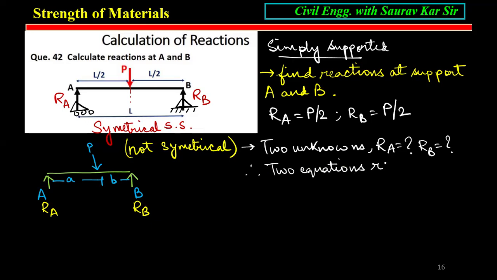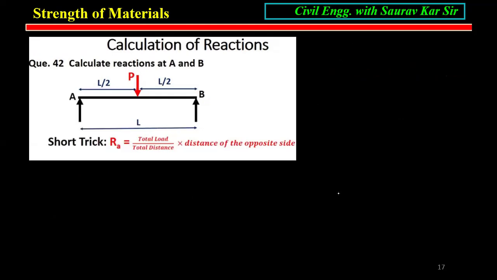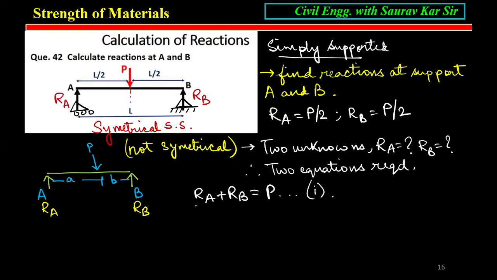Two equations are required. The first equation is total upward load. The upward load is RA plus RB, acting from down to up. So the upward load RA plus RB is equal to the downward load P. This is equation 1.